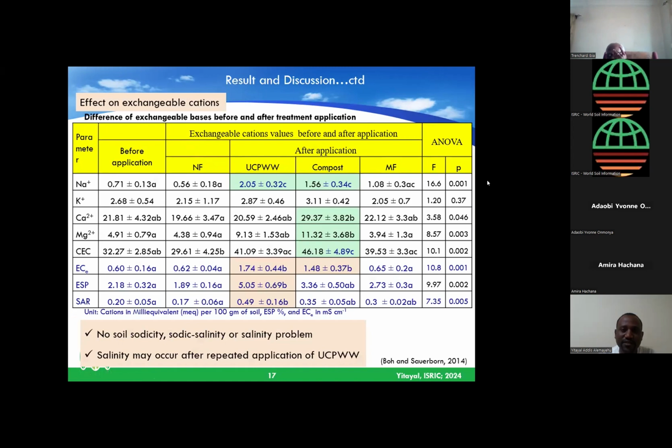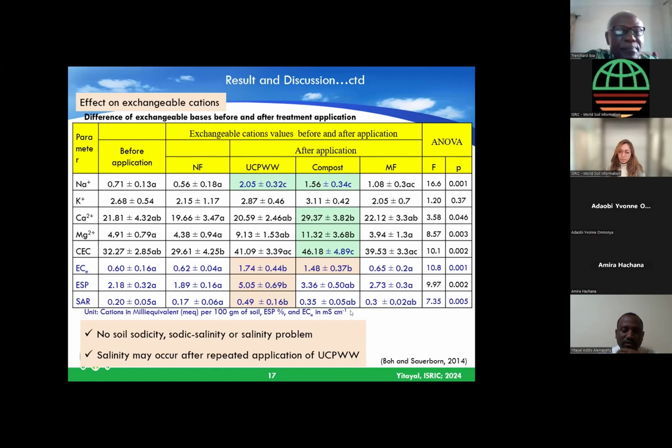The other problem mentioned pertaining to urine-based fertilizer is the salinity and sodicity issue. So in this study, we tried to investigate these issues, and as has been indicated, there are no soil sodicity or salinity problems observed, based on the criteria of electrical conductivity, exchangeable sodium percentage, and sodium adsorption ratio. The salinity may occur in the liquid fertilizer, that is the urine-based coffee processing wastewater mixed fertilizer, if it is used for successive application, but of course this needs more research.